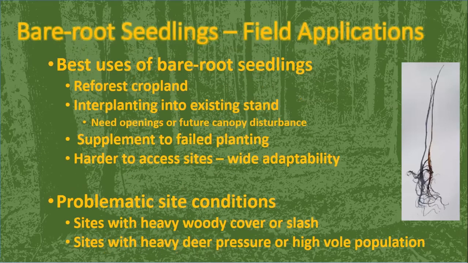So what are some of the best uses for bare root seedlings? Well, reforestation of cropland really lends well to this because you have a nice open area, you have low weed pressure. Interplanting into existing stands is another great use for little bare root seedlings like this. Now, you need to have an opening already there, so you need to have some gaps in your canopy, or you need to have a future canopy disturbance planned like a harvest, where really the best recommendation ahead of any type of timber harvest is to ensure you already have adequate regeneration or seedlings in the understory.